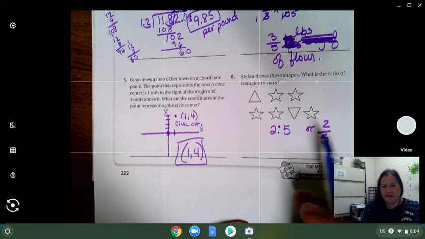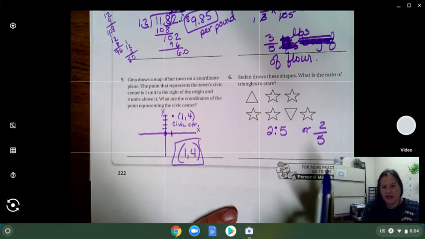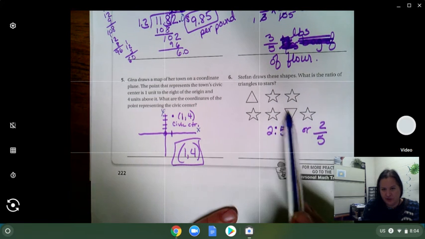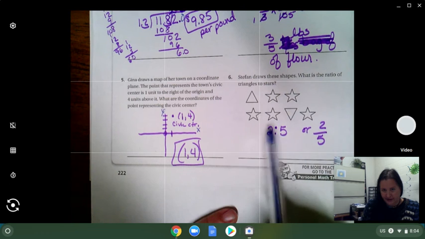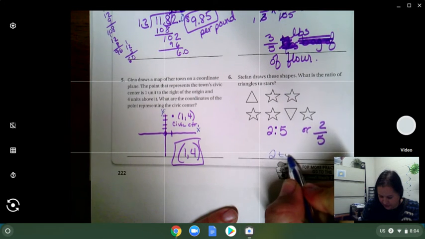All right, here we have Stefan who draws these shapes. What is the ratio of triangles to stars? So we have two triangles, 5 stars, so 2 to 5, or you could also write it 2 to 5.